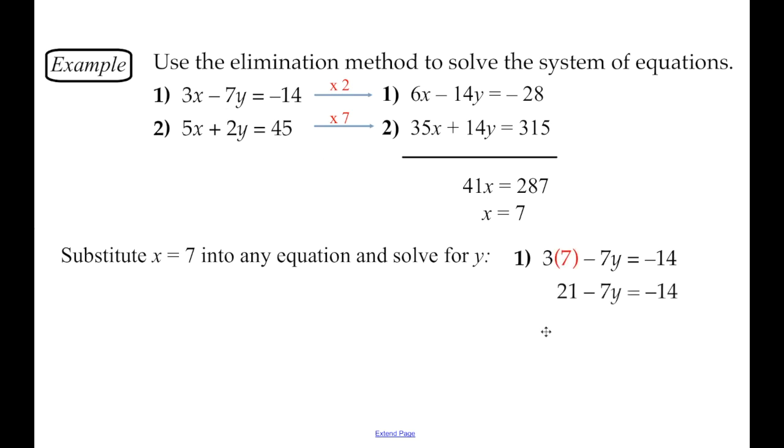And then multiplying that out, I get 21 minus 7y is equal to -14. Subtracting 21 from both sides to isolate my y variable. And then dividing by -7, y turns out to be 5. So the solution to this system is 7, 5. That's the point of intersection.